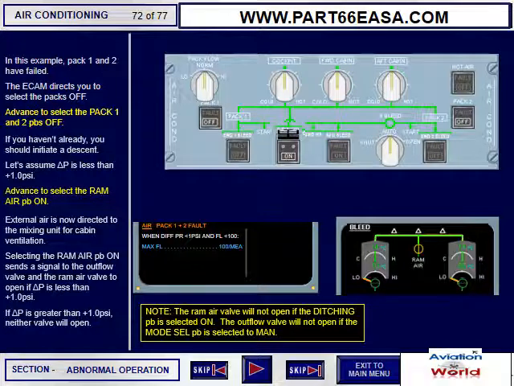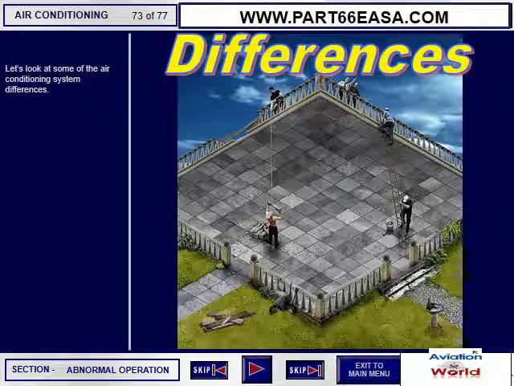If delta P is greater than +1 psi, neither valve will open. Note, the ram air valve will not open if the ditching push button is selected on. The outflow valve will not open if the mode select push button is selected to manual. Let's take a look at some of the air conditioning system differences.